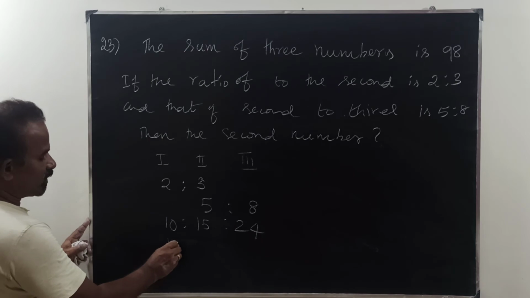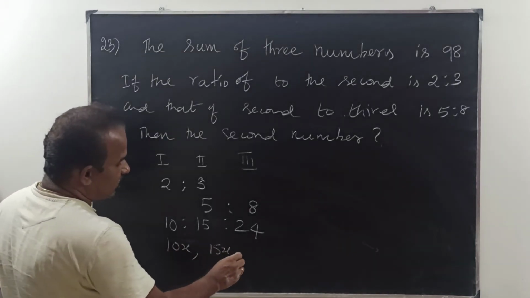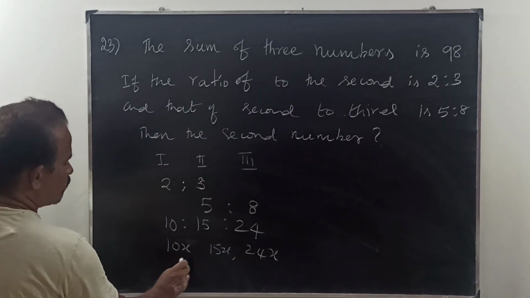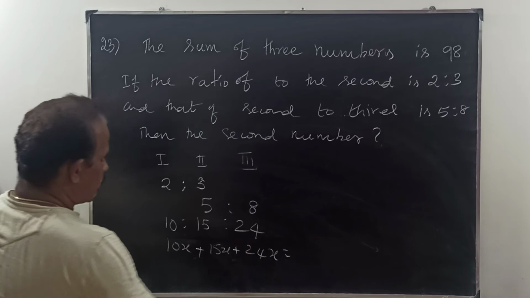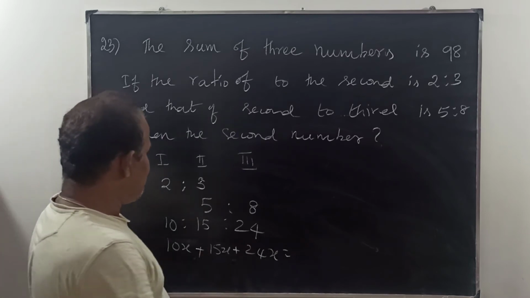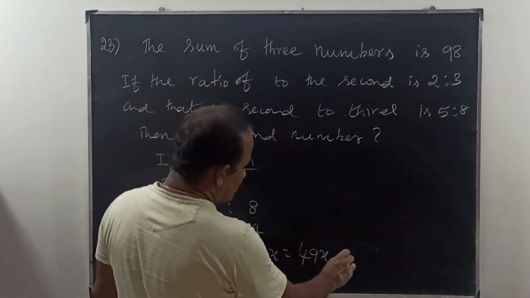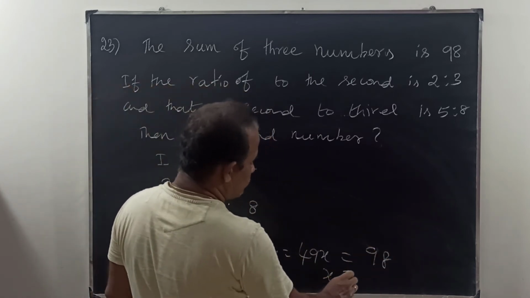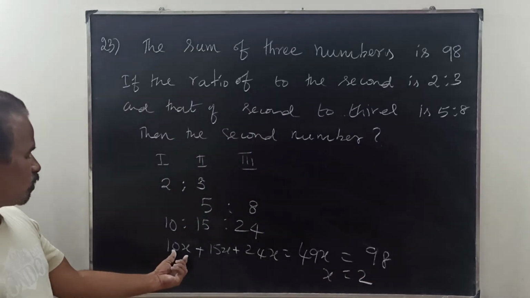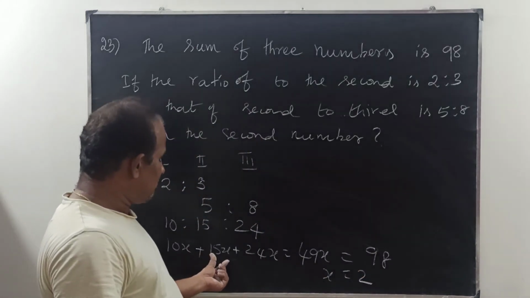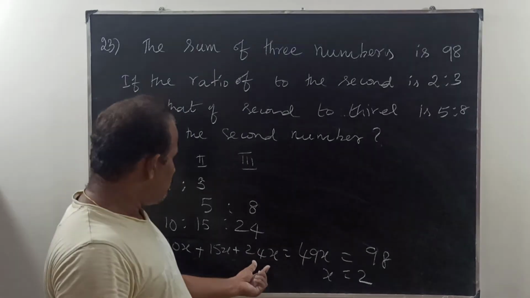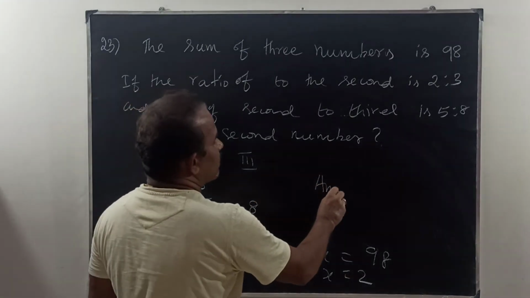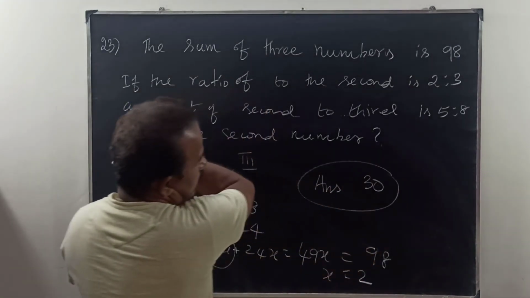So this is nothing but 10x, 15x, 24x. The sum of three numbers is equal to how much? 49x. The sum of three numbers is equal to 98. Therefore x is equal to 2. The first number is 20, the second number is 30, the third number is 48. They are asking the second number, so the second number is 30. Therefore the answer is 30.